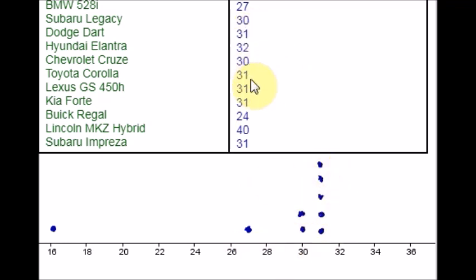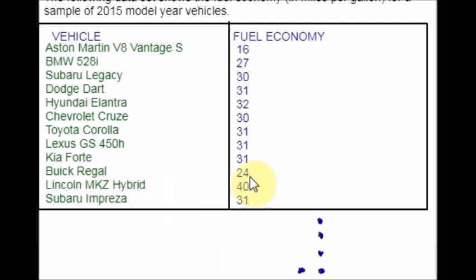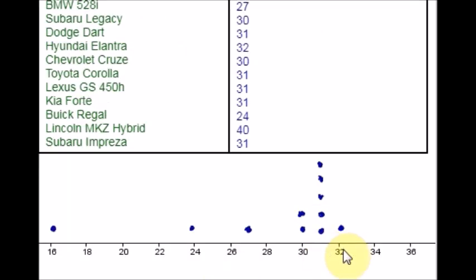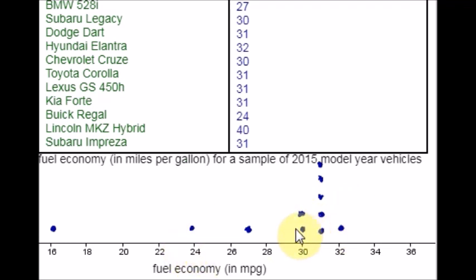And next number is 32. Only 1 car gets 24 and 1 car gets 40. That's it for this dot plot. Remember that while you can't be perfect doing this by hand, you should try and make sure that the dots mostly line up. You don't want any big spaces between the dots to make one value look more common than another. Here is the data set along with the finished dot plot.